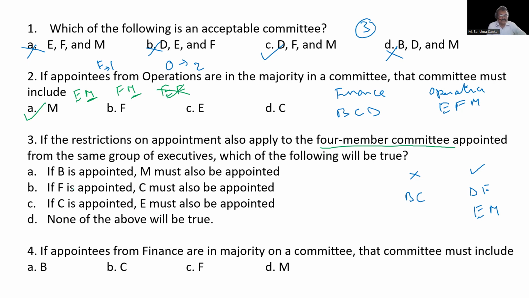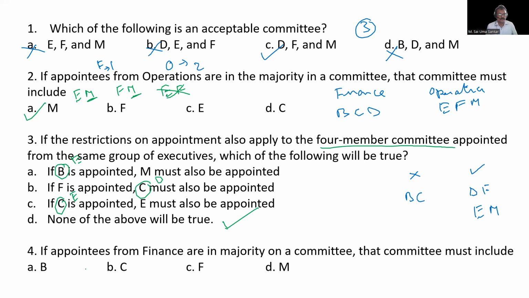If F is there, then D must be there. Okay, so what happened? If B and M, this is not valid. Why? Because if instead of B, E is there, then only this is true. Instead of C, if E is there, then this is true. If F is appointed, here D must be there. So what happened? None of the above will be true. That is the answer. Right?